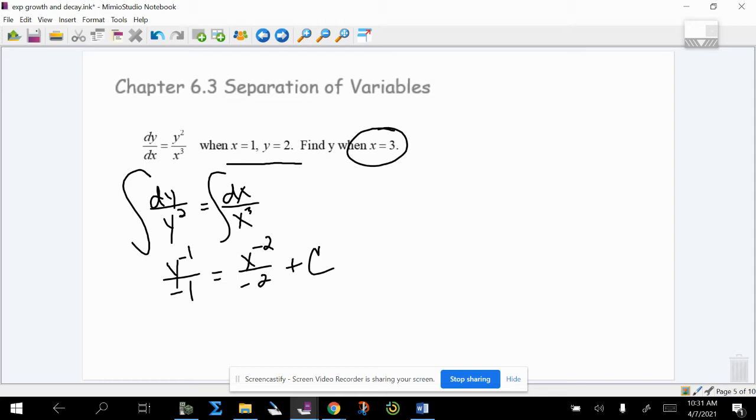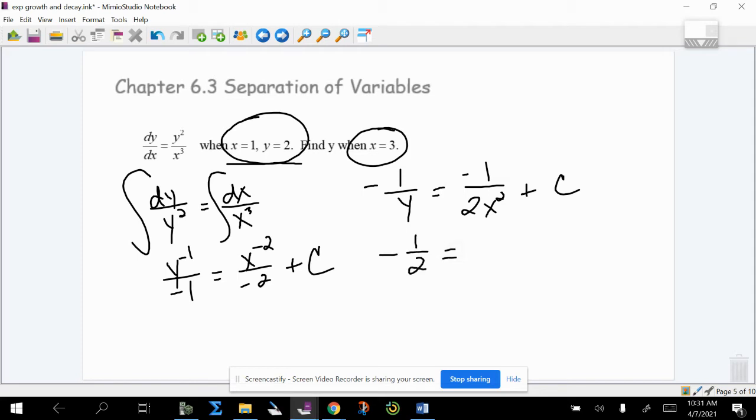So cleaning it up a little bit, I get negative 1 over y equals negative 1 over 2x squared plus c. Find your C value. So plug in your initial condition, which is 1, 2. So we get negative 1 over 2 equals negative 1 over 2 plus C. You actually get C to be 0 in this one. So your equation is negative 1 over y equals negative 1 over 2x squared.